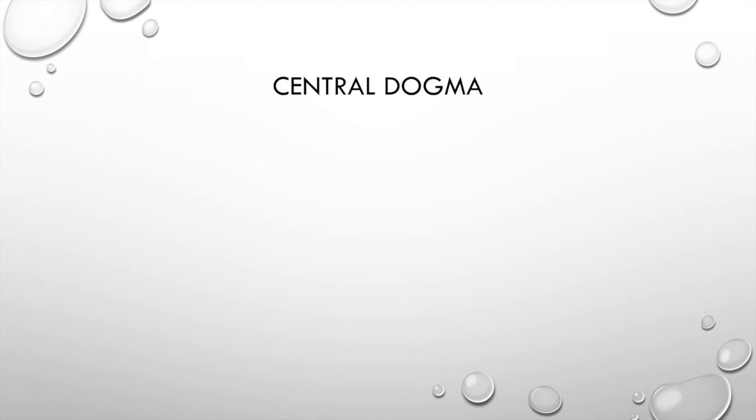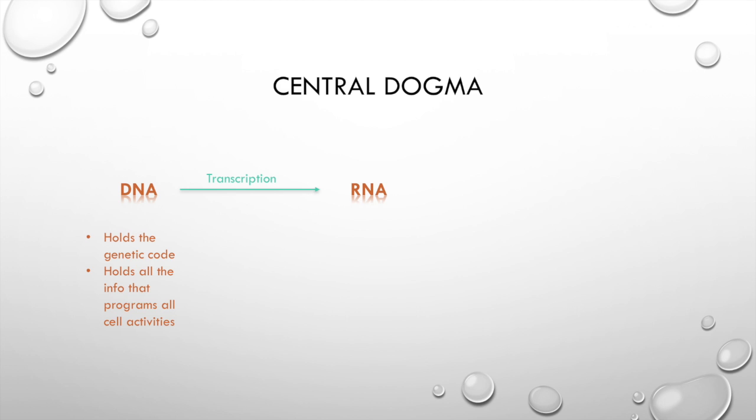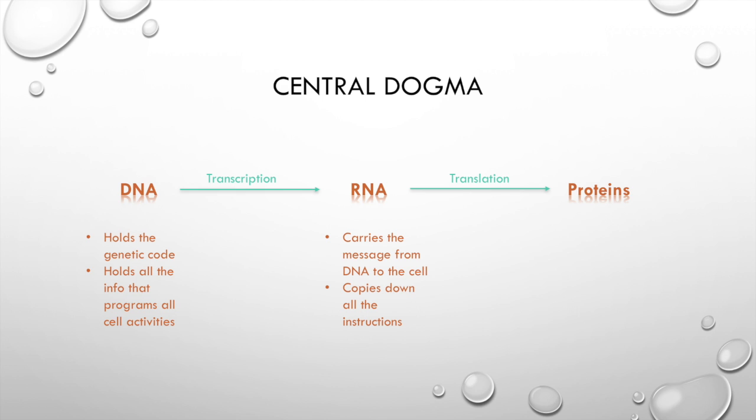So an important concept, which is central dogma, is a two-step process by which information in our genes flows into proteins. So the way it works is DNA, which holds our genetic code and holds all the info that programs all cell activities, is made into RNA through a process called transcription. And RNA carries the message from the DNA to the cell, and it basically copies down all of the instructions from the DNA. And then the RNA is made into proteins through a process known as translation.